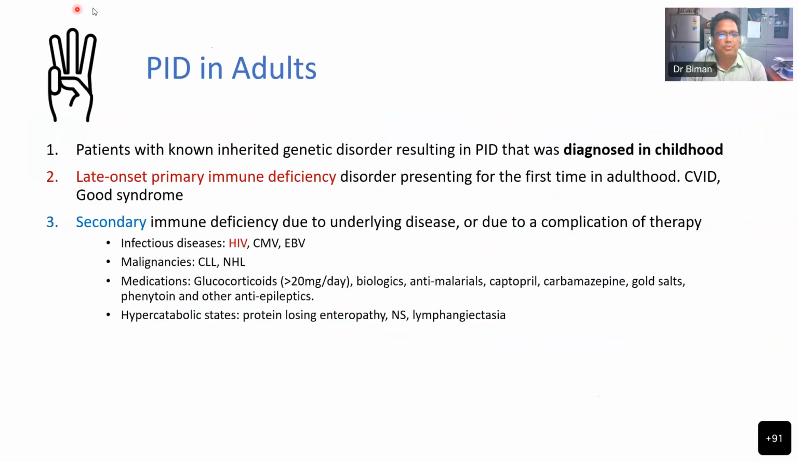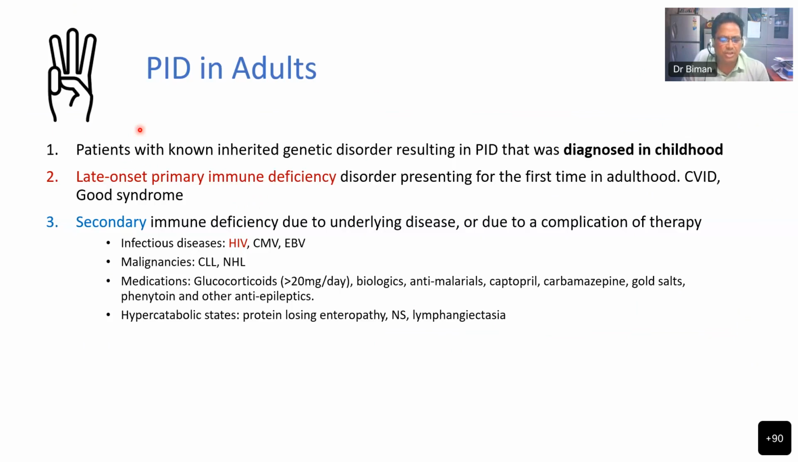So if we talk of PIDs in adults, as I said, CVID is the most common. You encounter patients with PID in adults. One situation is a patient who was already diagnosed with a PID in childhood and has now grown to be an adult. Then we have all the late onset primary immunodeficiencies like CVID and Good syndrome, which present later in life. So those are the kind of immunodeficiencies that we see in adults.